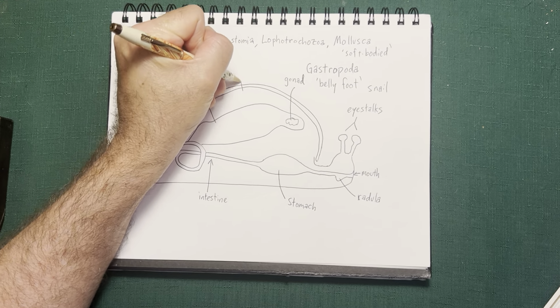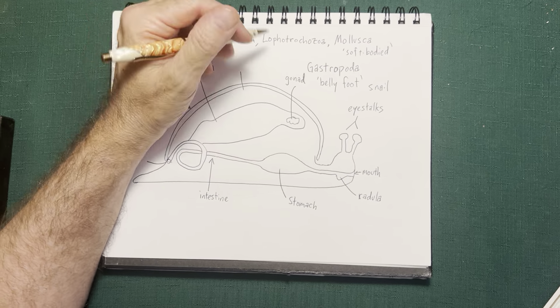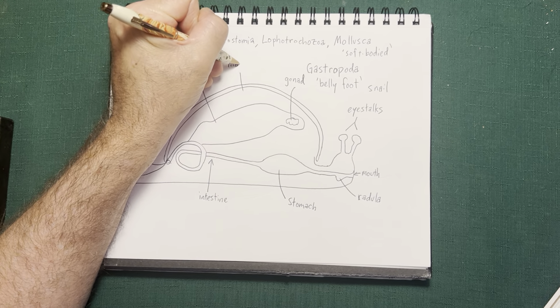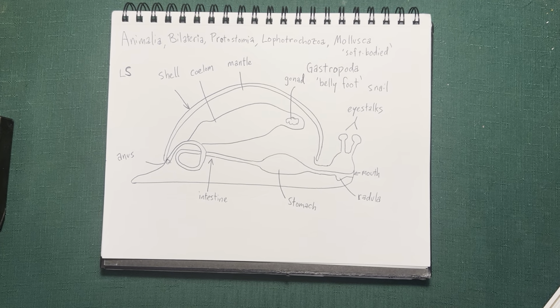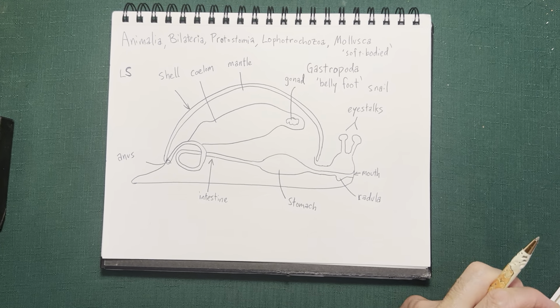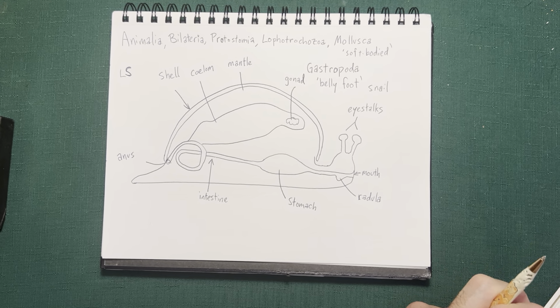Okay, so just inside of the shell is a structure, an organ unique to the mollusks called a mantle. And the mantle is what secretes the shell.